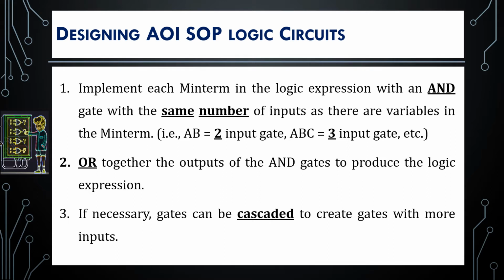Okay. Then the outputs from all the AND gates need to be ORed together with the help of an OR gate to produce the equivalent logic circuit of the given SOP expression. If necessary, the gates can be cascaded to create gates with more inputs. So in the first level of the logic circuit, we'll have AND gates to implement each minterm. And in the second level, the outputs of all the AND gates will be connected to an OR gate, which produces the output of the required logic expression.